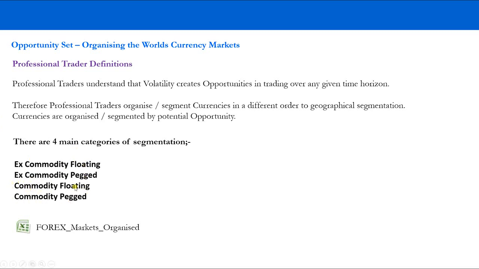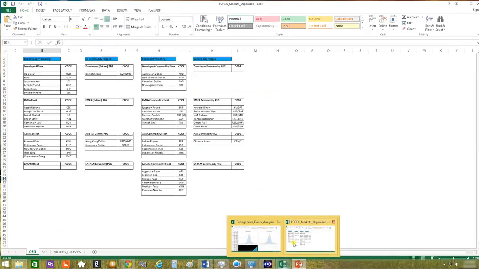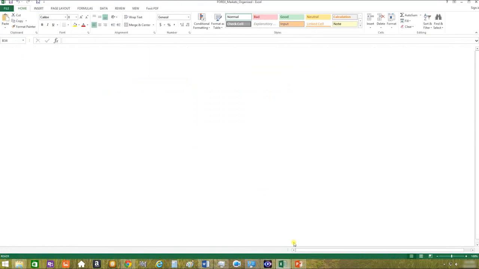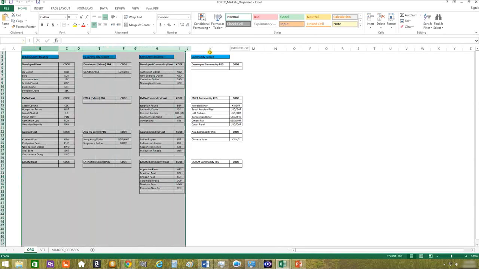Then we have the commodity floating and pegged, which are countries that are filtered by their dependency on 1 or 2 commodities and then by their regime. And if you go into the download section of the video series, under video number 1, you'll see a download button. You'll be able to download the spreadsheet, which segments everything for you.